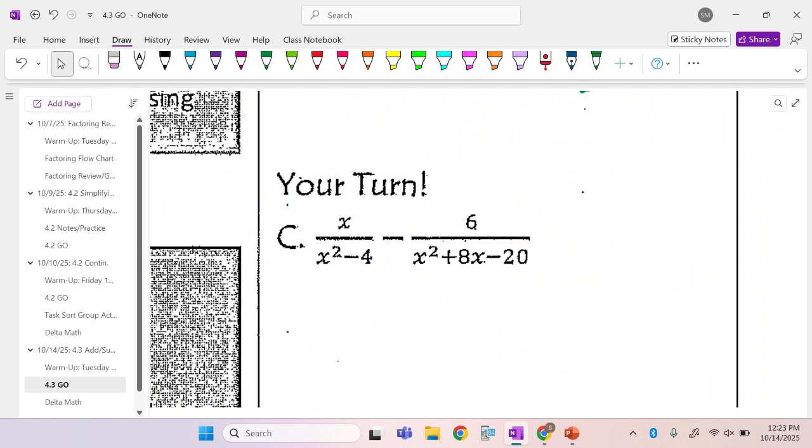So start by factoring the denominator. I'm gonna do the x squared plus 8x minus 2. Or whatever. Yeah, that one's not factorable.